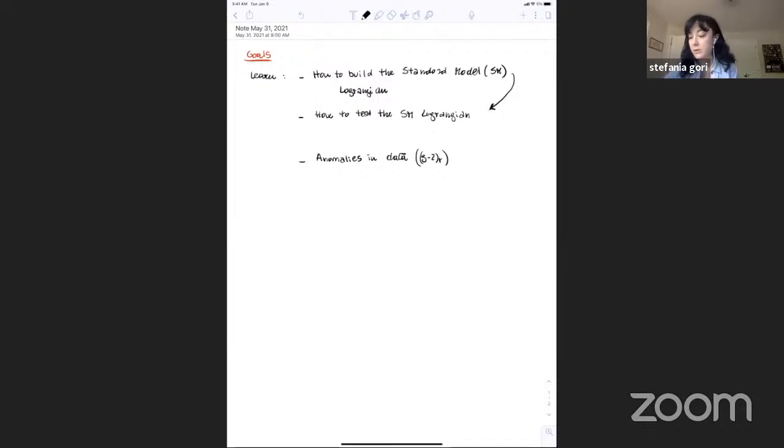And then I will introduce why we want to go, or we would like to go beyond the standard model. So what are the questions that we would like to address, and why do particle physicists also study beyond the standard model physics? Okay, so these are the goals, and this is what we would like to learn this week.